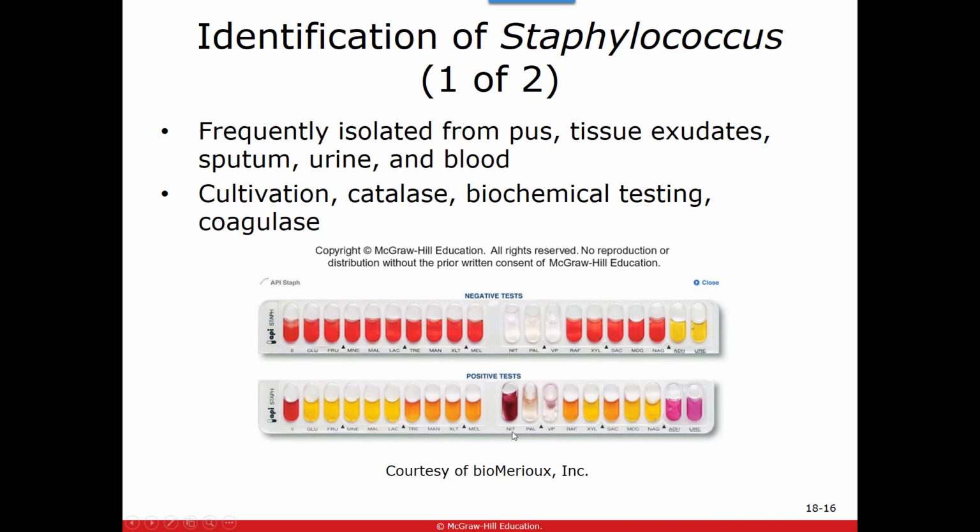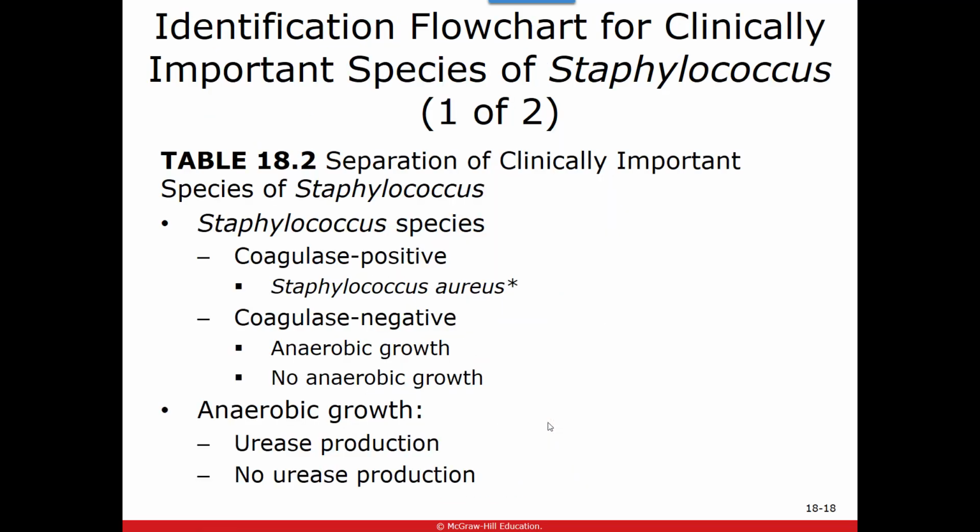Now, there is a flow chart in your book, table 18.2, that goes through some of these different things that we look at to help ID different types of staph. Is it coagulase positive? Does it have that enzyme or not? Is it anaerobic? Can it grow in an anaerobic area? Can it break down the enzyme urease? We're just looking at different tests, different ways to figure out which staph bacteria it is.